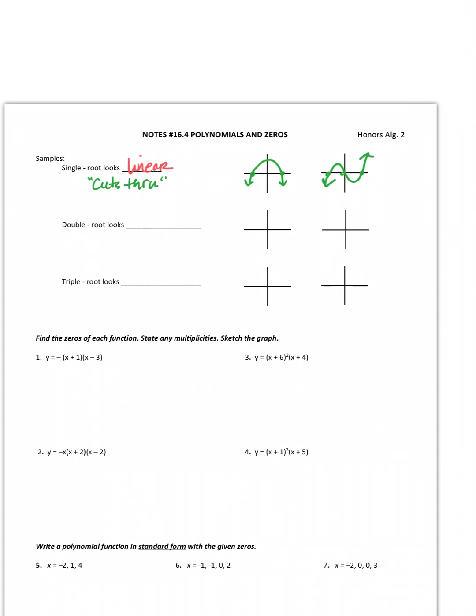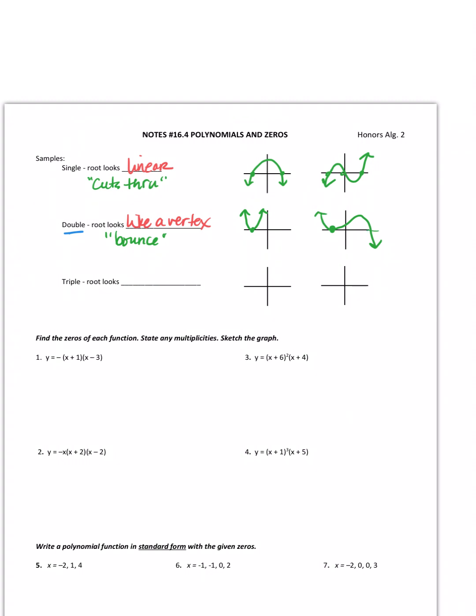Now, what if it is double? If it's a double root, we said it's going to act like a vertex. Okay, it's going to act like a vertex. So what does that mean? Well, that means it's going to bounce off the x-axis. Now, it could just do this, something like that, just touches one place, but it bounces because it's double. Or it could bounce and look something like this. All right?